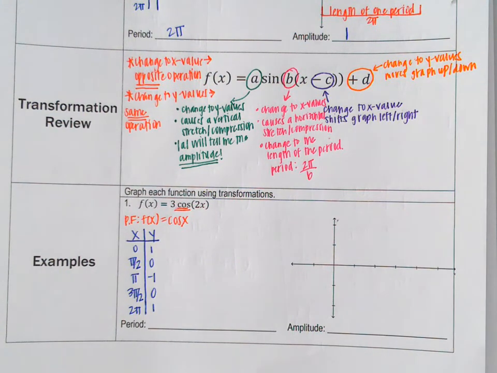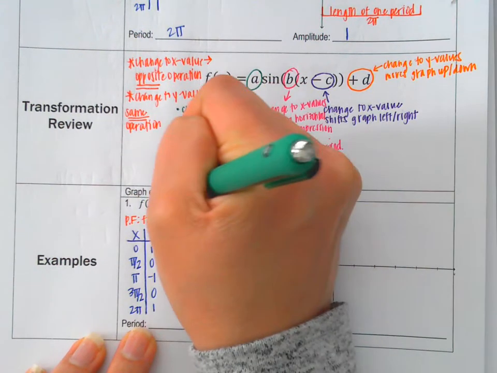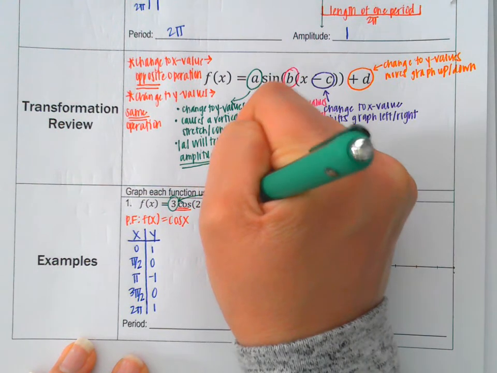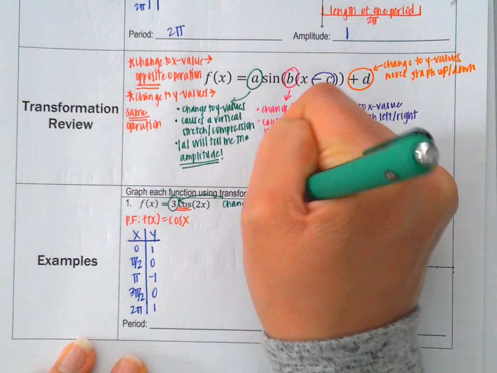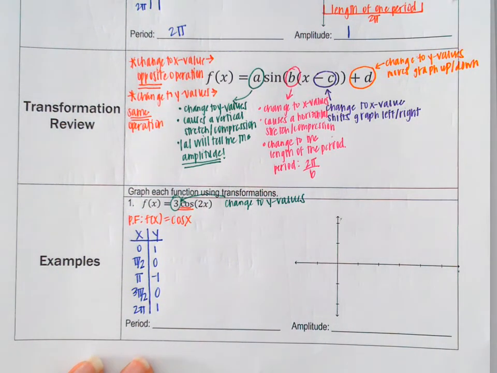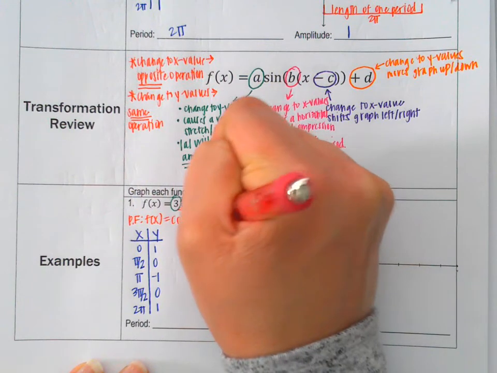So we apply our transformations just like we normally would, like before. I look at my two numbers that are there and I see, okay, we have 3. Is 3 going to be a change to the x, or a change to the y? If you're saying change to y, you are correct. And then 2. Is 2 going to be a change to the x or a change to the y? If you're saying change to x, you would be correct.